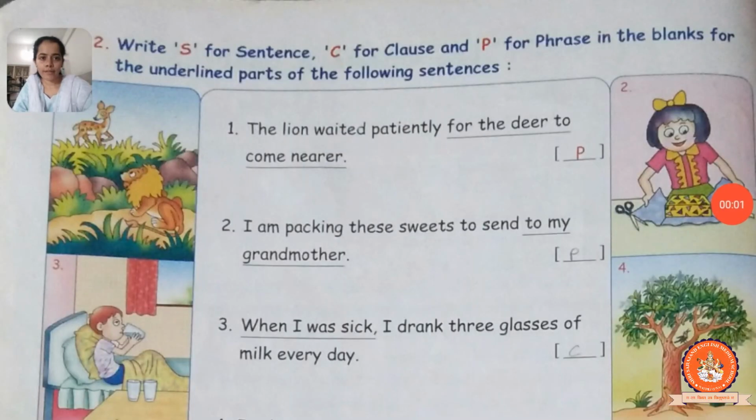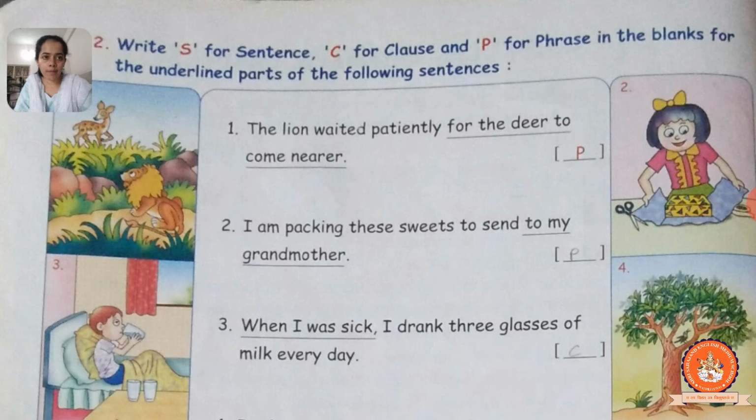So let's complete our question number 2. The question number 2 is given over here. Write S for sentence, C for clause, and P for phrase in the blanks for the underlined parts of the following sentences. So let's read the first one, students. The lion waited patiently for the deer to come nearer.